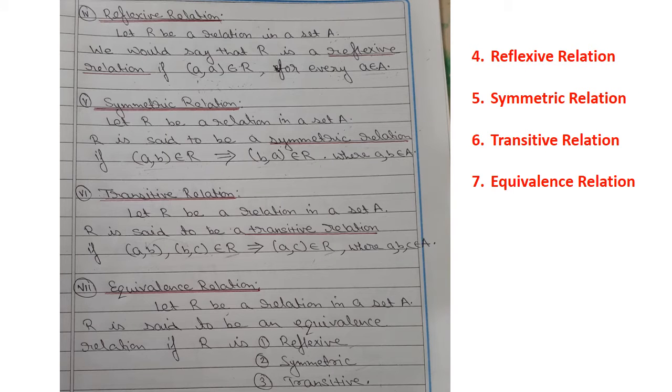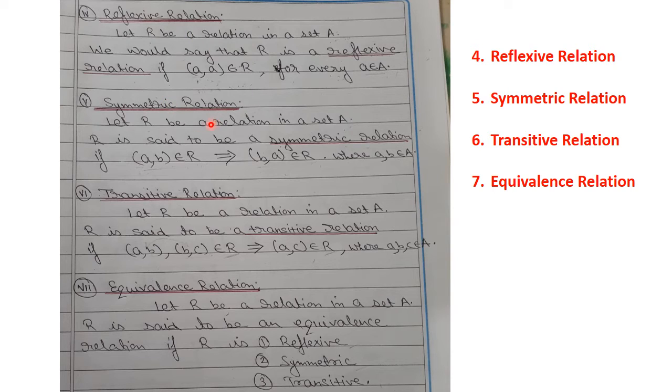Now we have reflexive relation, symmetric relation, transitive relation, and equivalence relations. So let R be a relation in set A, then we would say that R is a reflexive relation if for every a in set A we have (a, a) in R. So if R is a relation in a set and for every a we have (a, a) in R, then the relation is called reflexive.